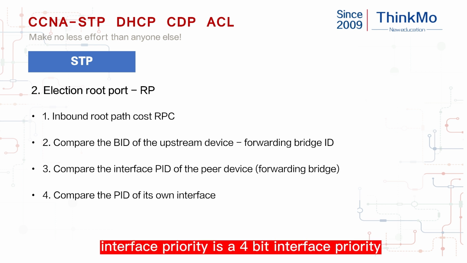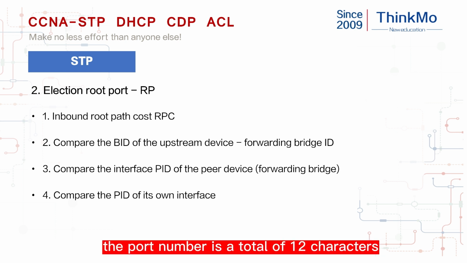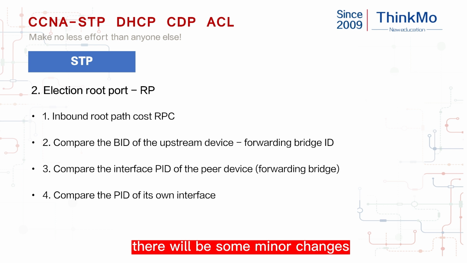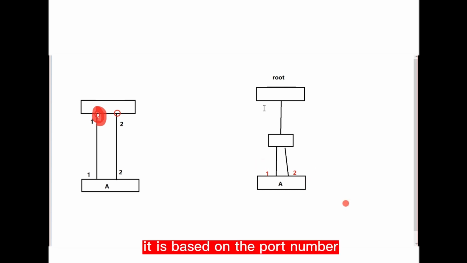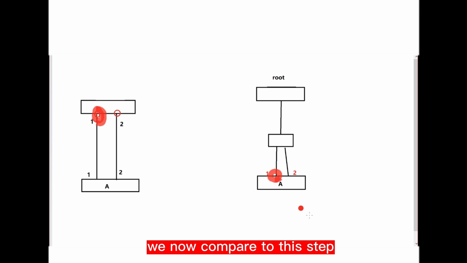The PID is made up of a 4-bit interface priority and a 12-bit port number, but this depends on each manufacturer, with some minor changes. Usually this port is 1, that port is 2, based on the port number. So 1 must be smaller than 2. So in this case it chooses 1. We have now compared up to this step.